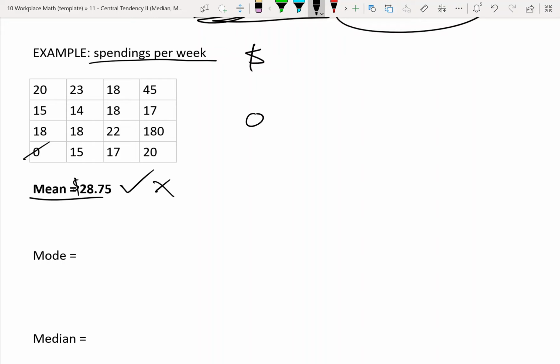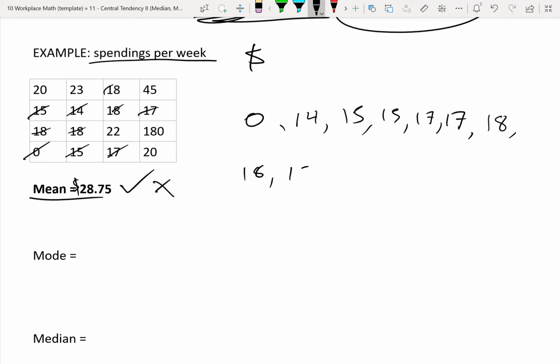So first is 0. Then we got the tens. The smallest ten is 14. Then we got 15. Then two 17s. Oh, sorry, and another 15. 17. Then we got four 18s. And then we got the 20s. So two 20s. And then a 22 and a 23, then a 45 and a 180. Okay, that was all the numbers. So they're in order. The mode is what's most common, and like we said, there were four 18s, so the mode is 18.